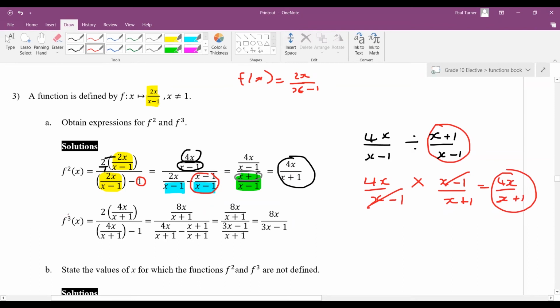And f3 is just putting your f2 back into f. So f3 is actually f2, or f with superscript 2, not power 2. So put your f2, which you got here, 4x on x plus 1, put that back into itself again here and do the same procedure again. Then you'll get this answer here after you simplify. But you can look at that yourself for a while. All those solutions are here. Okay.